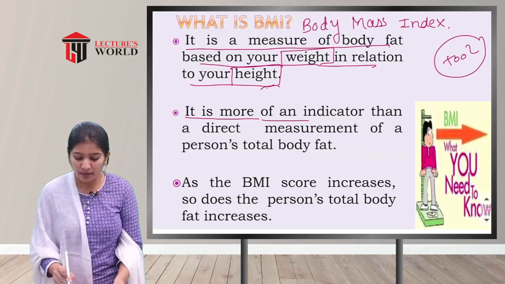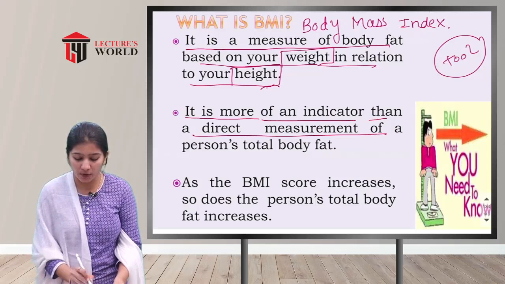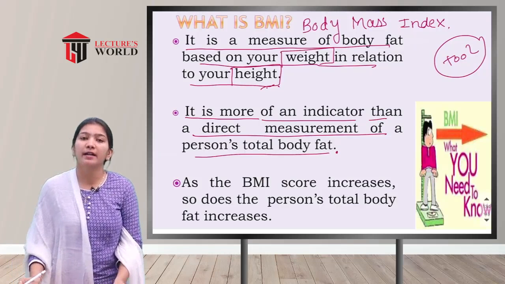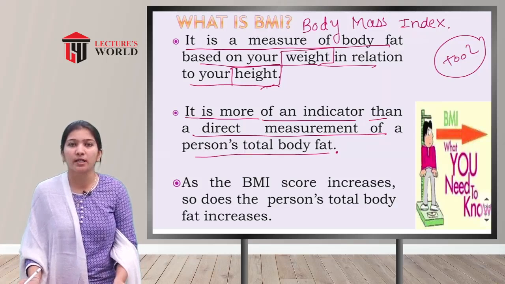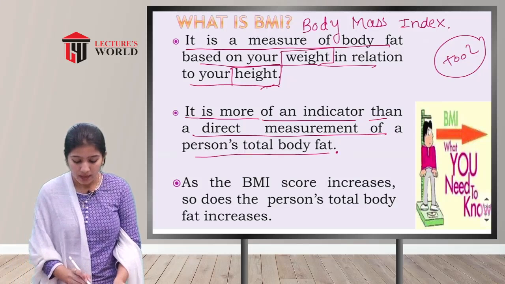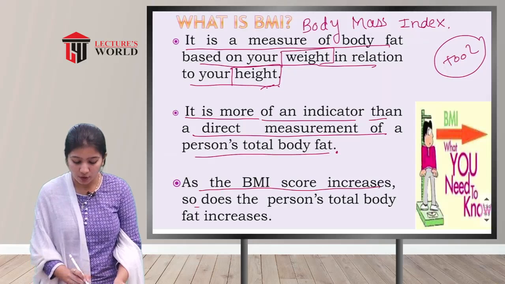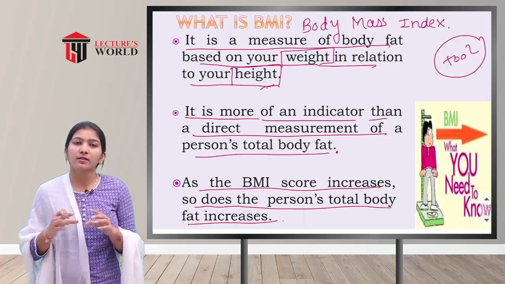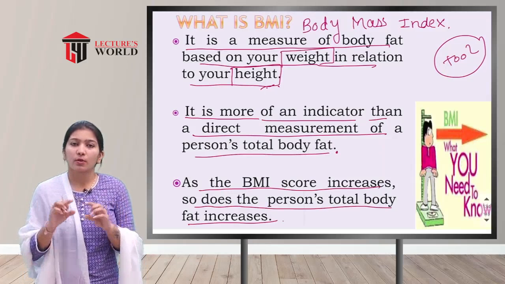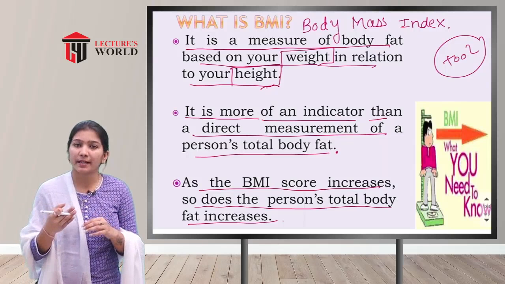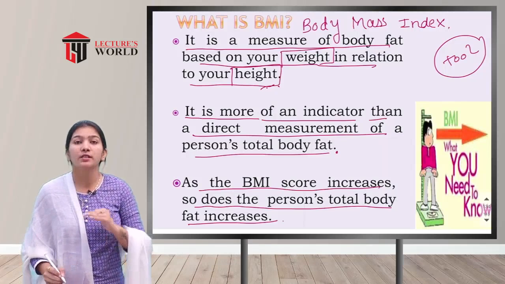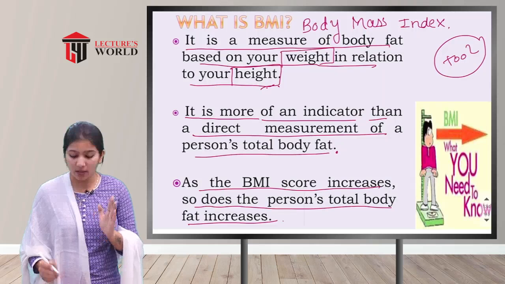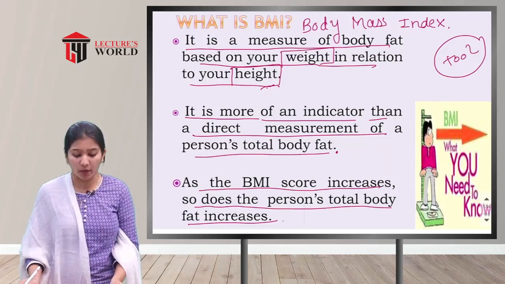It is more of an indicator than a direct measurement of the person's total body fat. So it is used as an indicator to calculate the fat accumulation in the body. As the BMI score increases, so does the person's total body fat. They have given certain criteria. If your BMI score is increasing above the normal criteria level, that suggests that you have high fat accumulation in your body.